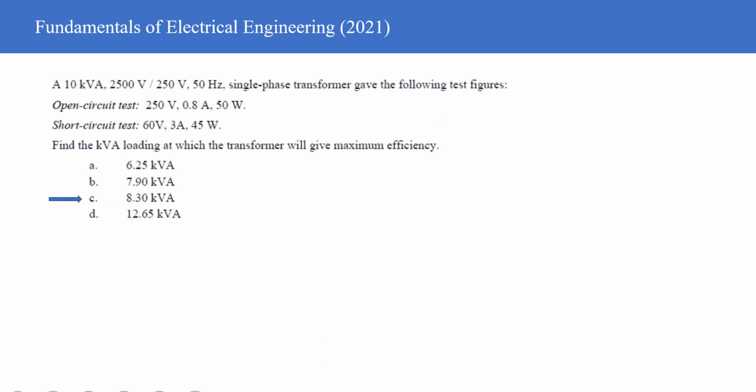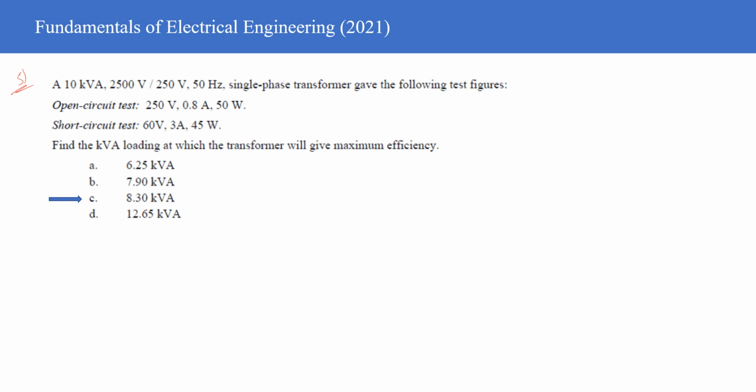So let's go forward. The same question is there in question number 5. The same question is repeated, but the demand is a little different. It's asking you to figure out the kVA loading at which the transformer will give you its maximum efficiency.